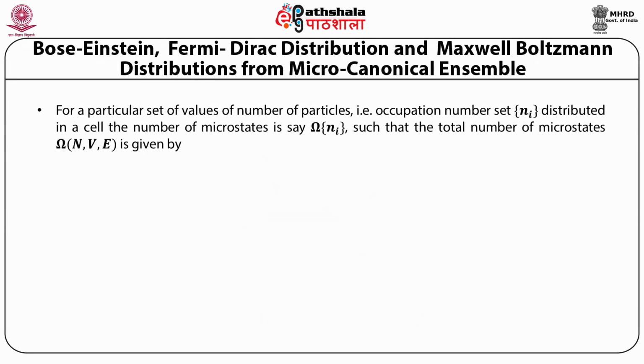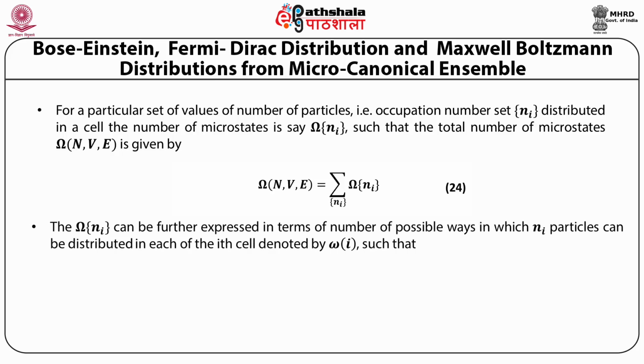For a particular set of values of number of particles, that is occupation number set Ni, distributed in a cell, the number of microstates is say omega Ni over that occupation number set, such that the total number of microstates omega as a function of total number of particles n, total volume V and total energy E is given by omega as a function of n, V and E is equal to summation over that occupation number set Ni omega Ni.